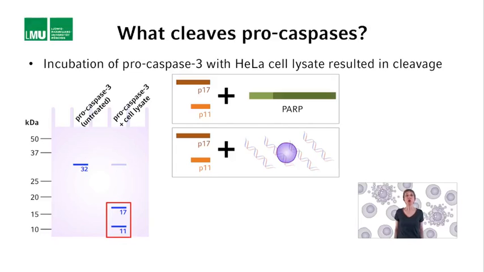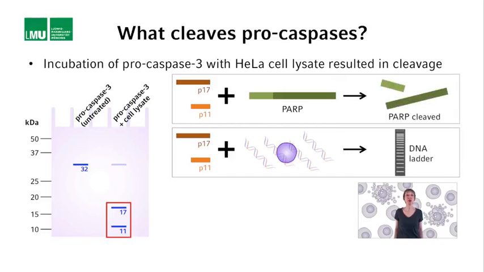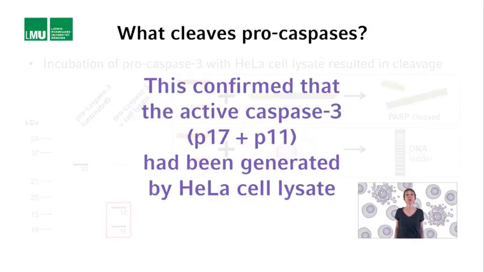What Xiaodong Wang and co-workers found is that, in contrast to full-length pro-caspase-3, the P17 and P11 fragments generated in vitro were sufficient to cause PARP cleavage and also DNA ladder formation in vitro. This confirmed that with the observed cleavage into the P17 and P11 fragments, the active caspase had been generated. Their assay therefore worked. What is it now in the HeLa cell lysate that causes cleavage of pro-caspase-3?